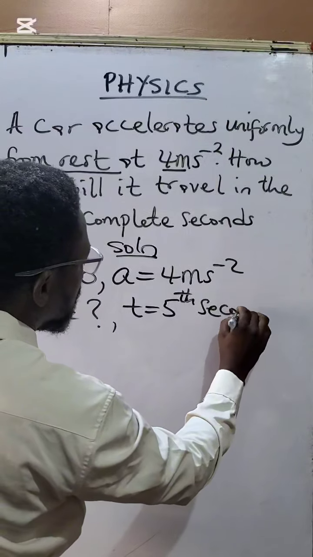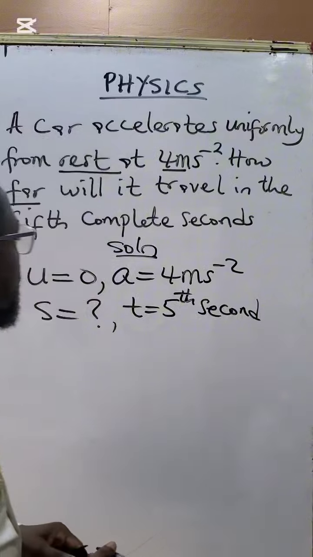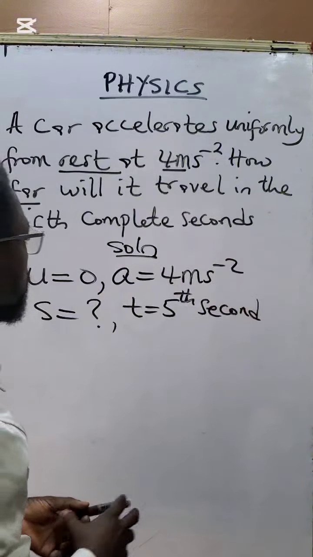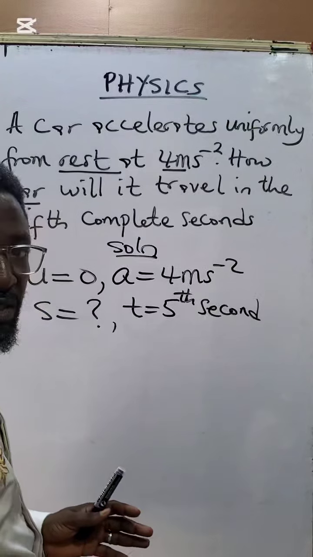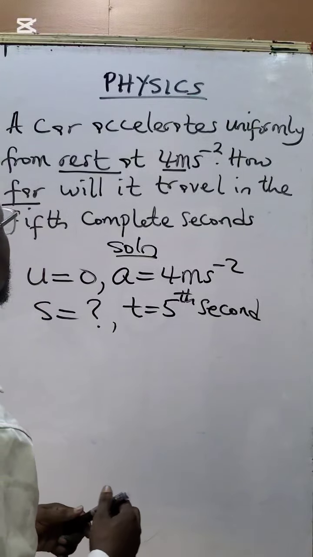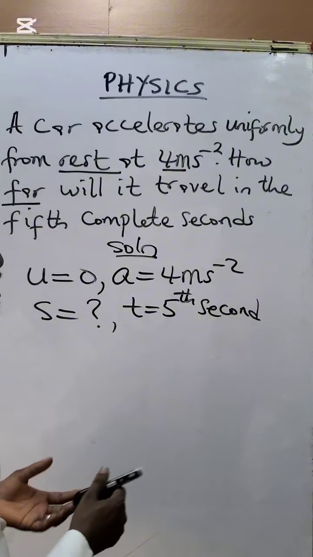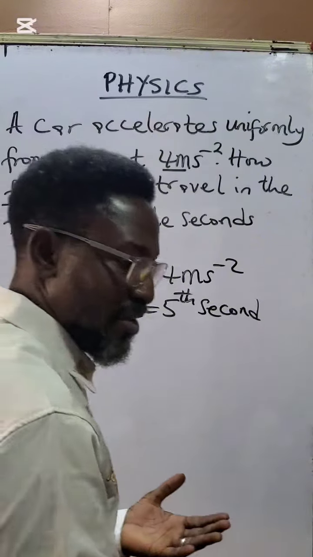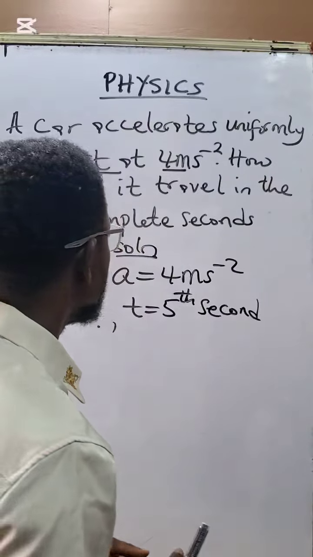Now, mind you, the 5th second is not the same thing as 5 seconds. The distance covered in the 5th second is the distance covered between 4 and 5 seconds. Now, to get the distance covered in the 5th second, that will be the total distance covered in 5 seconds minus that covered in 4 seconds.